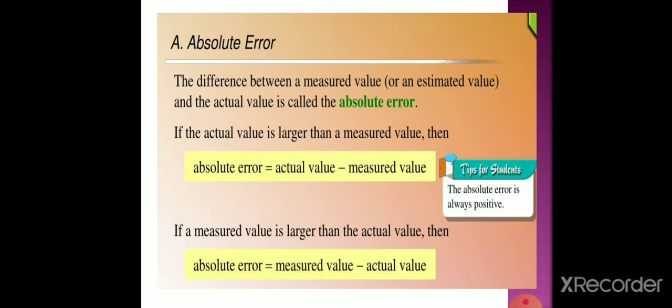Absolute error is the difference between a measured value and the actual value. Absolute error is taken as actual value minus the measured value or the measured value minus the actual value. That is, absolute error is to be taken always as the modulus of actual value minus measured value, or the modulus of measured value minus actual value. In short, absolute error is always positive.